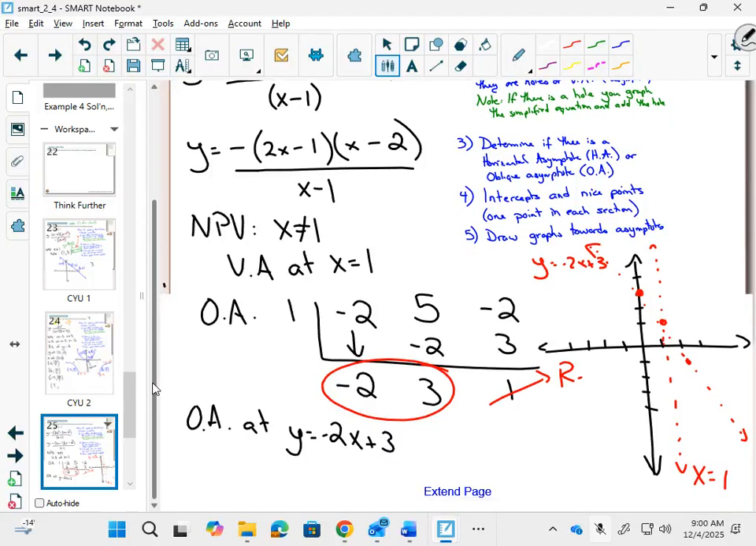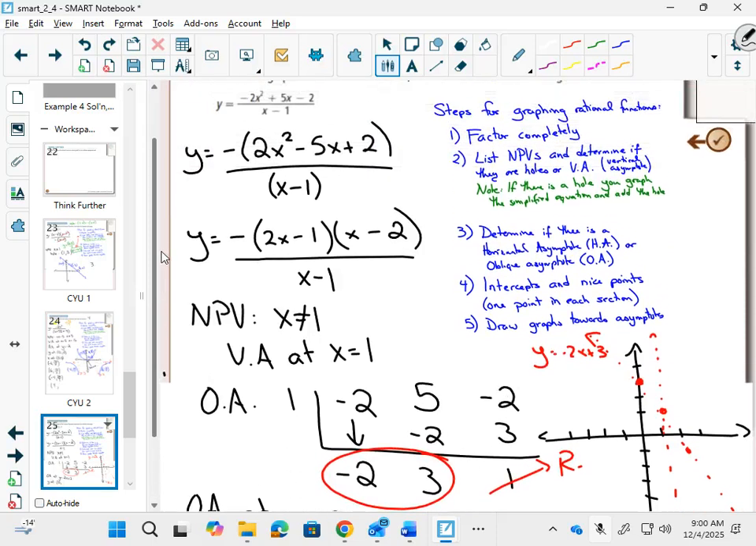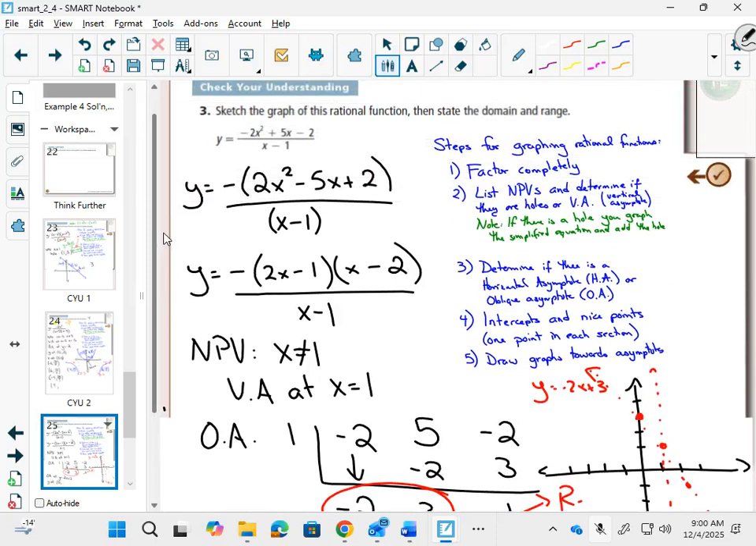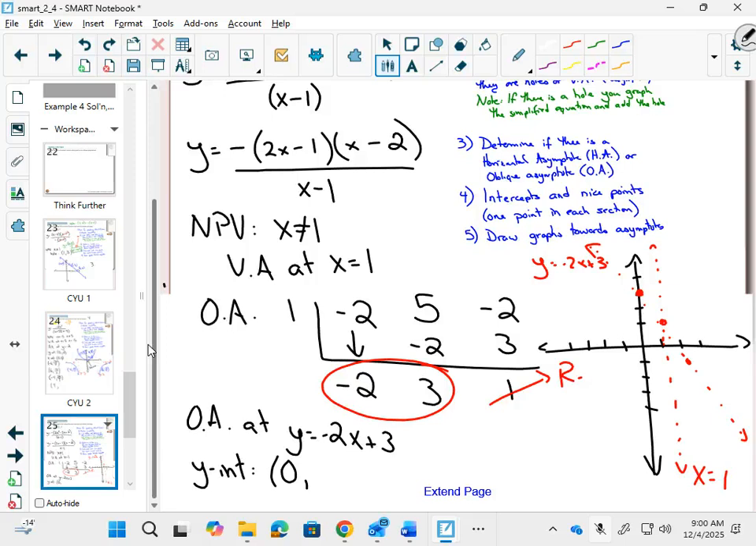Now we find our intercepts and see if we have enough points. Y-intercept, plug in 0 for x. I always like to go back to my original equation, -2 over -1. 0, 2.